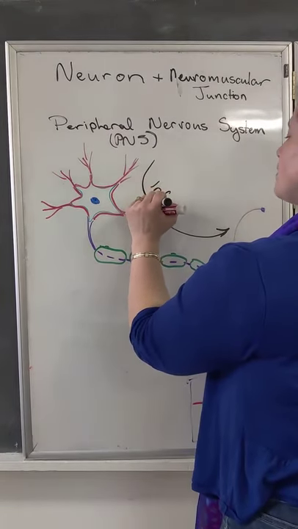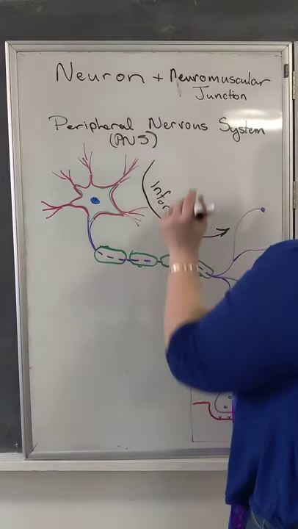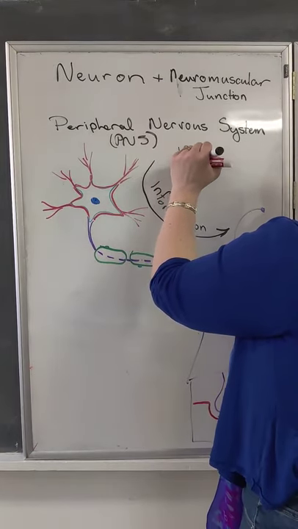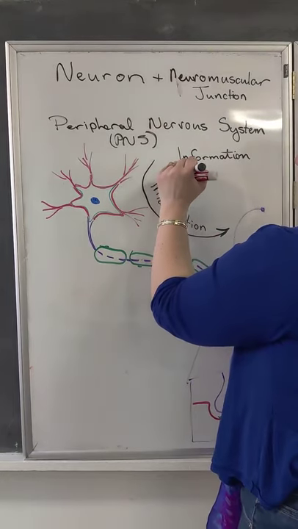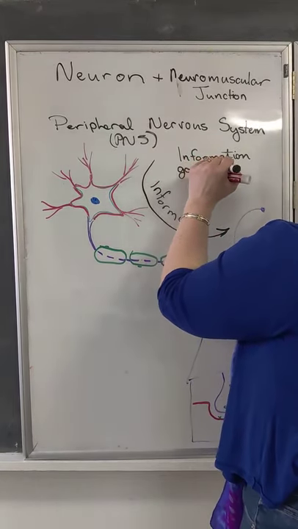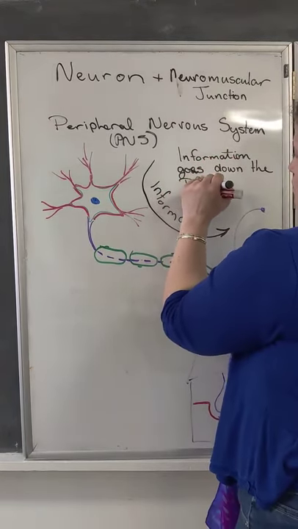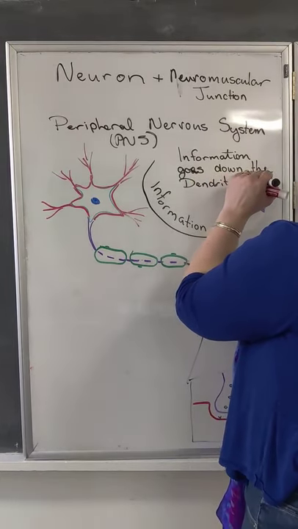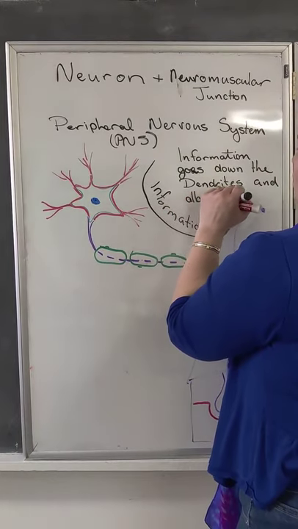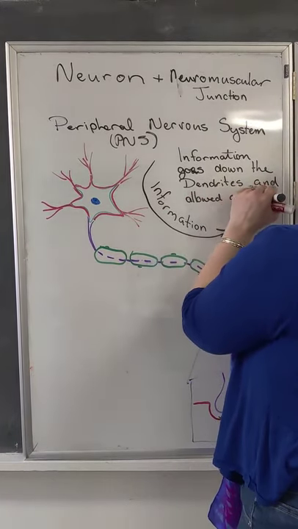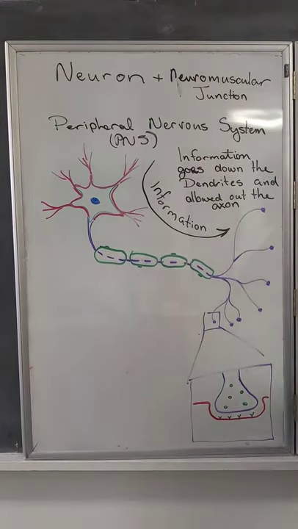And that's the difference. Does the arrow need to be on top of the drawing? It can go anywhere. Goes down the dendrites, and out the axon. So that's how the information moves. Now let's label this sucker.